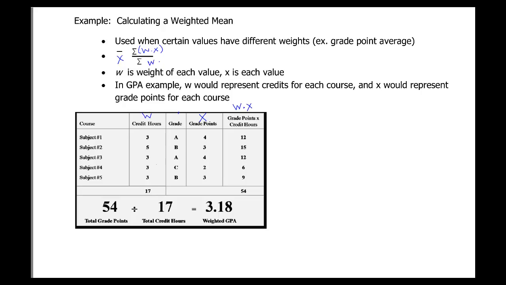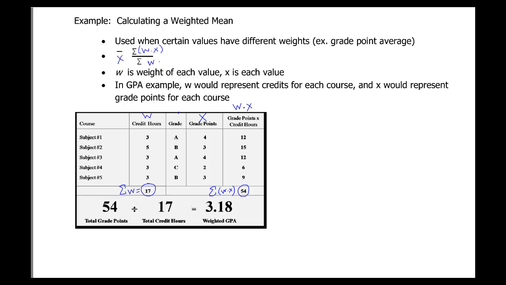Right, they have some sums already figured out down here. So this sum of 17 is the sum of W. And down here, this sum of 54 is the sum of W times X. Okay. So a lot of the math is already done for us here. And the equation is the sum of W times X divided by the sum of W.